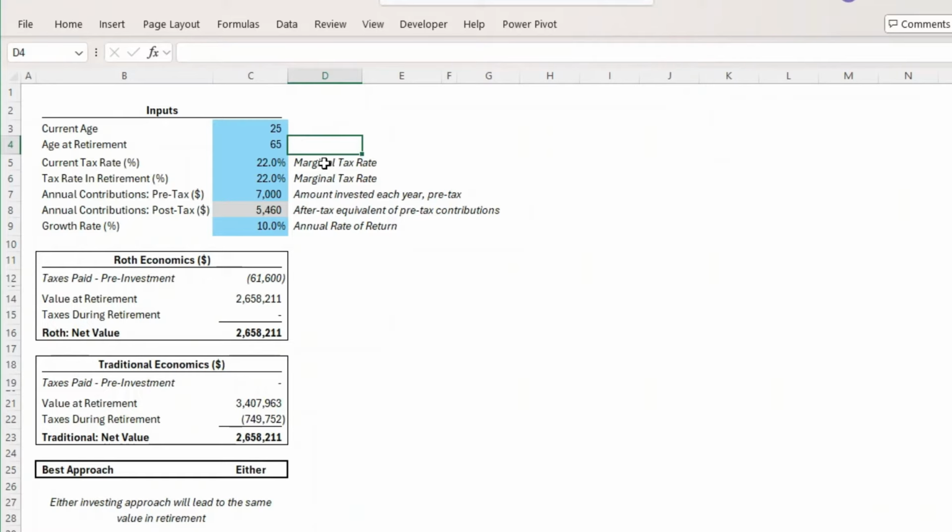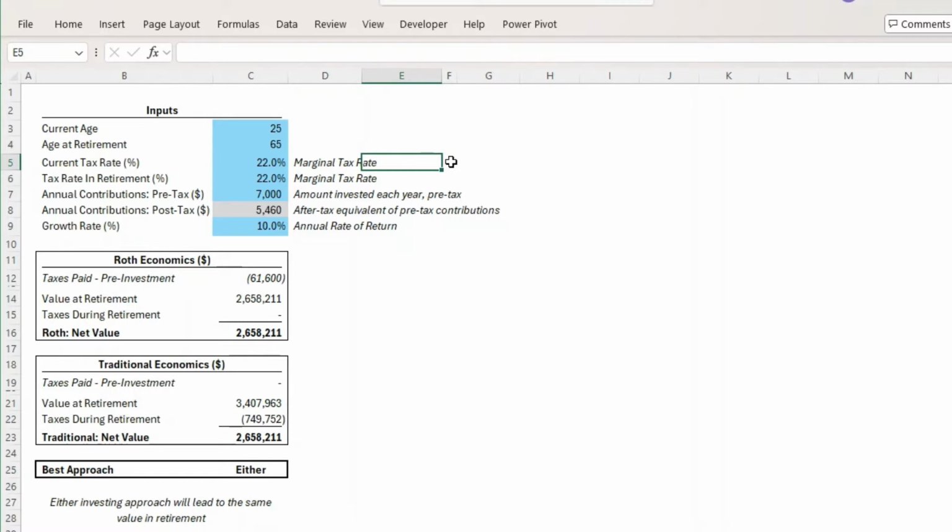Secondly, we're going to be looking at some tax rates. First, what is your current tax rate? And then secondly, what is your expected tax rate in retirement? And for both of these, we need to consider the marginal tax rate you pay. All that means is what is the tax rate on the next dollar that you earn?